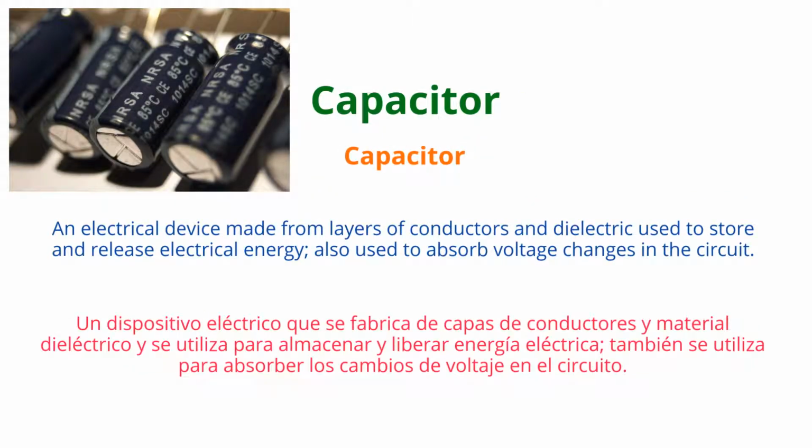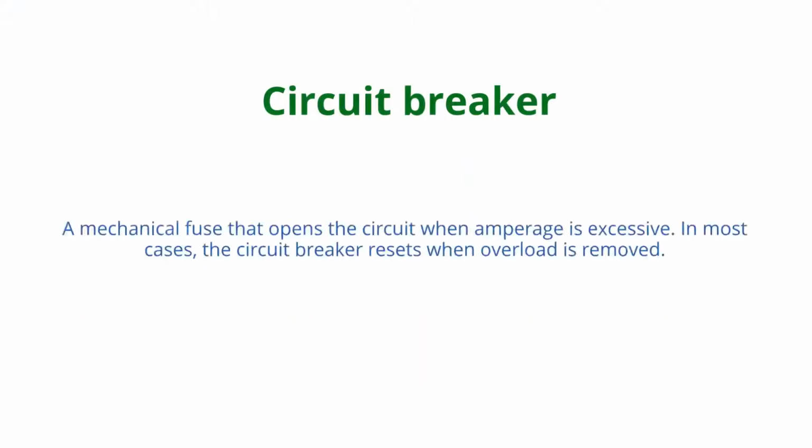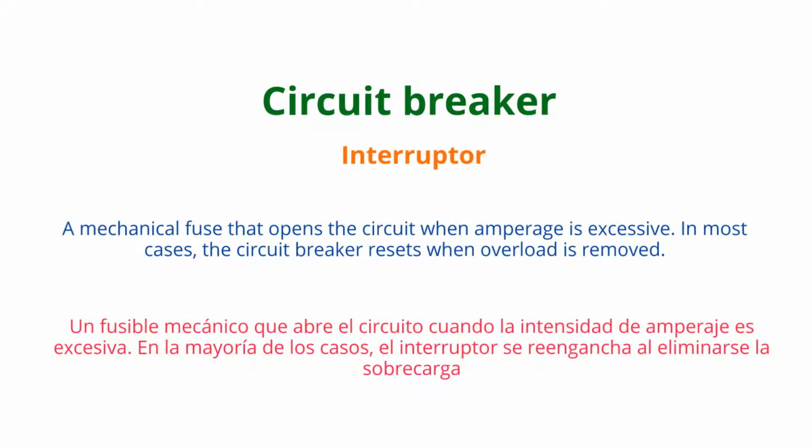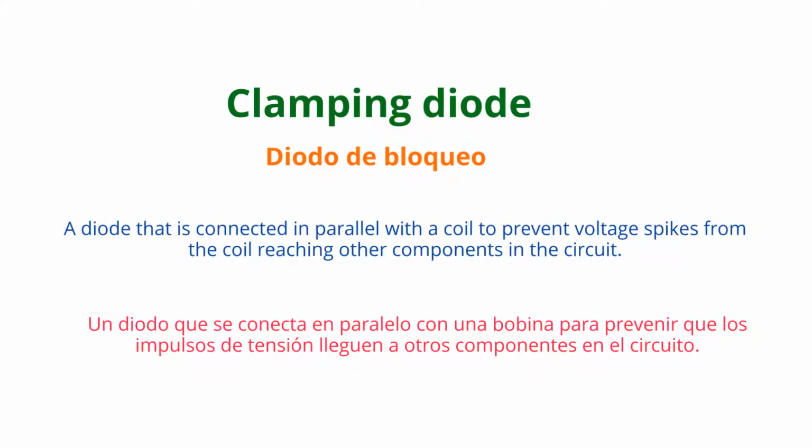Capacitor. An electrical device made from layers of conductors and dielectric, used to store and release electrical energy, also used to absorb voltage changes in the circuit. Circuit breaker. A mechanical fuse that opens the circuit when amperage is excessive. In most cases, the circuit breaker resets when overload is removed. Clamping diode. A diode that is connected in parallel with a coil to prevent voltage spikes from the coil reaching other components in the circuit.